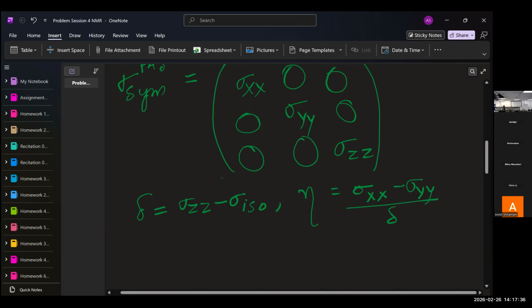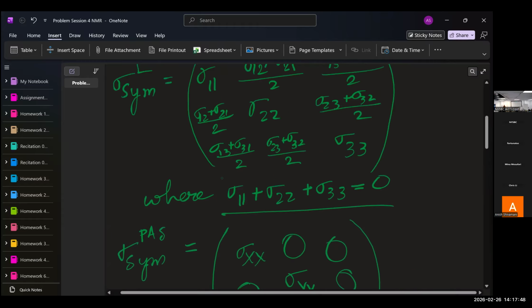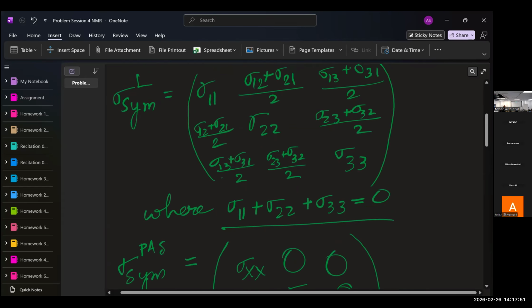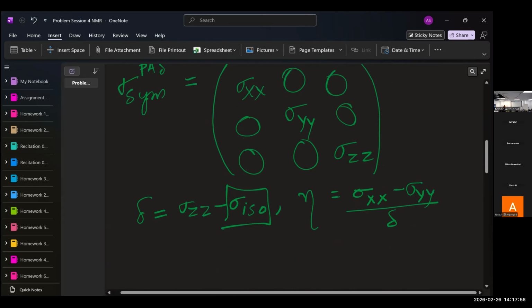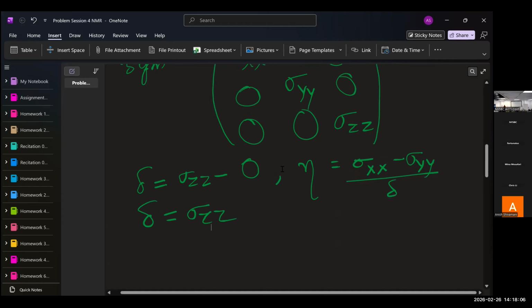First, you notice what this quantity is in the way I've defined it: sigma all three divided by, or the average of all. I've set that to be 0. I've said that this average of the three elements is 0, so I'm just going to set that number to 0, which means that sigma ZZ is equal to delta. That makes sense? The ZZ component is equal to delta when the isotropic shift is set to 0. This is just like translation.